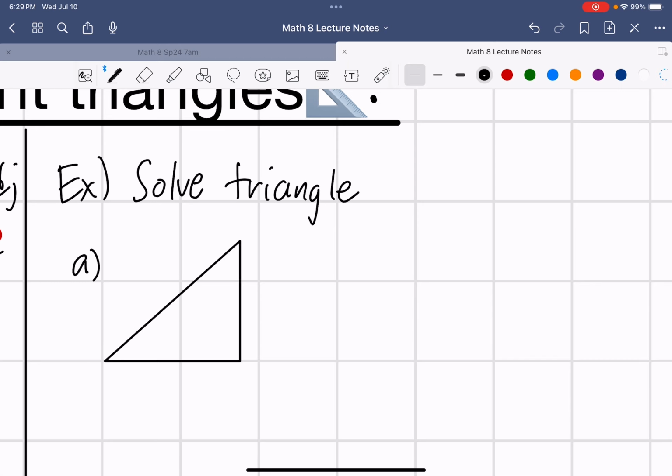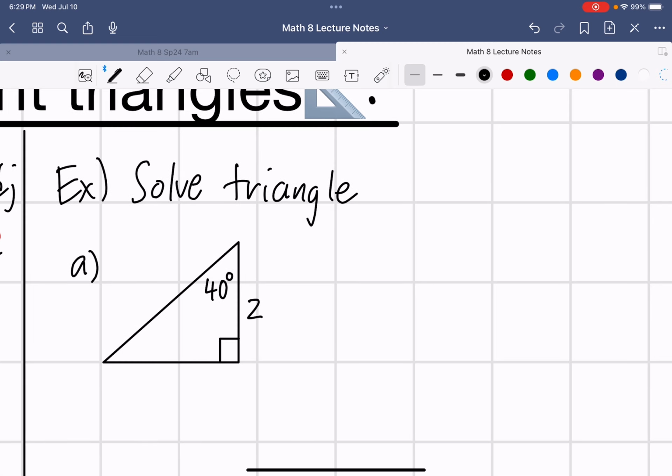In the book it might be oriented differently, but still a right triangle. That's this little box, right, implies that 90-degree angle. And then here's our given information. So we have 40 degrees. And then we have that this side is 2. And that's our missing angle. There's our missing side. And our hypotenuse is missing as well.